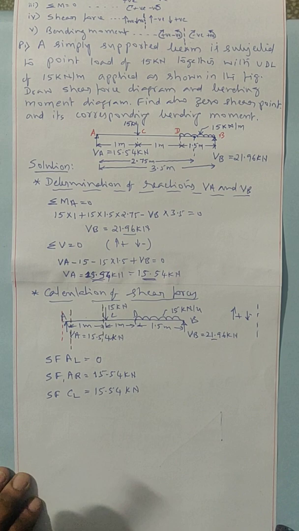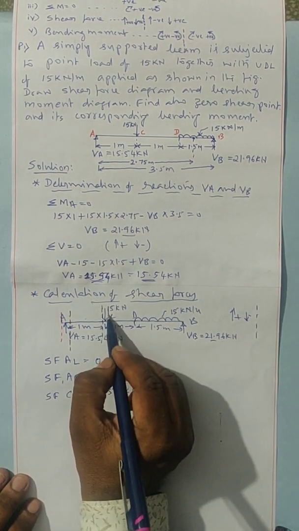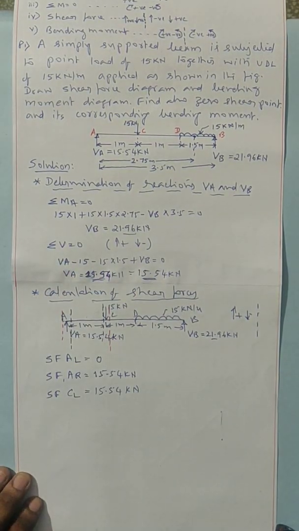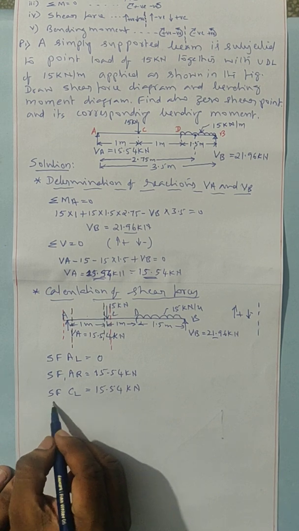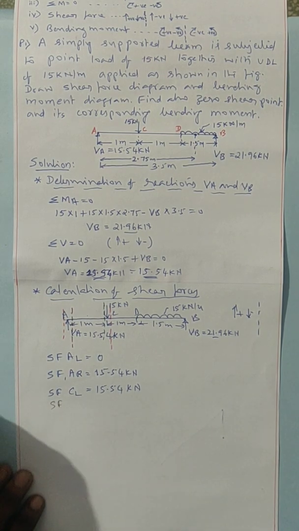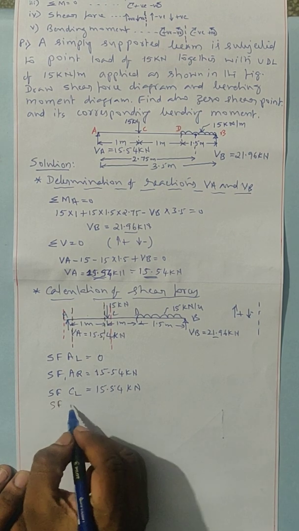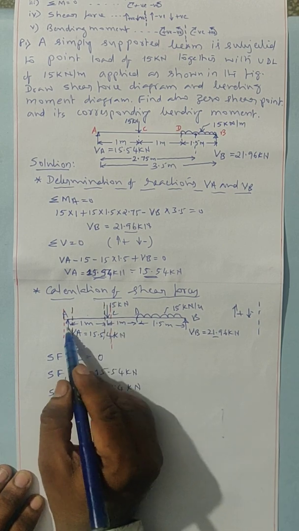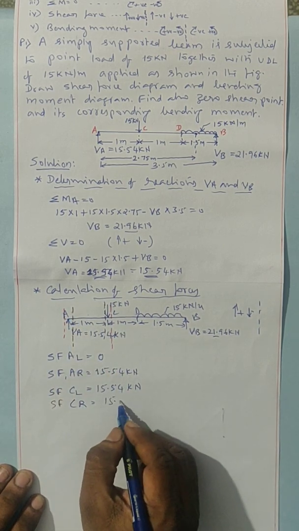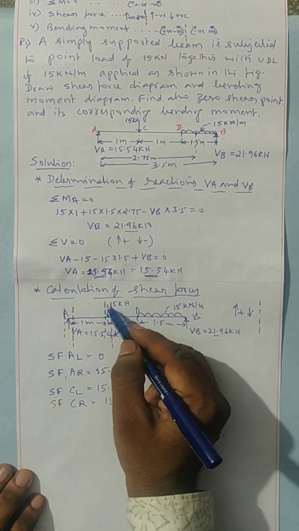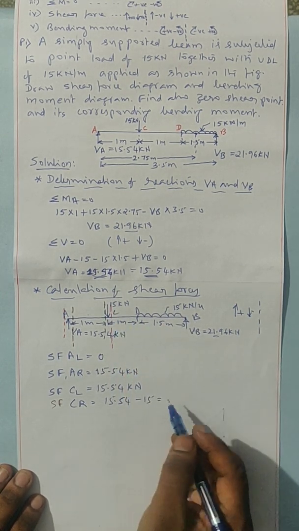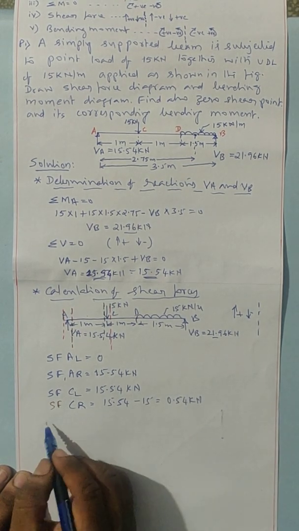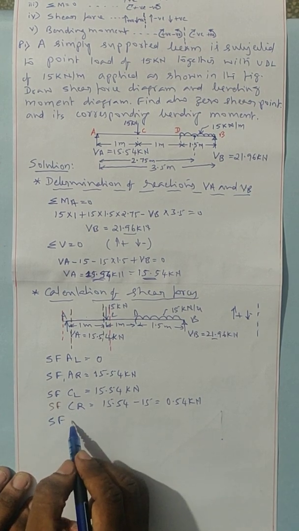Now I have to take the section at C right. Just right of C, I have to take all the forces left of that section. Here, how many forces are there? VA is there, 15.54 kilonewton. Then again 15 kilonewton, minus 15 is there. Any other force? No, only 0.54 kilonewton. So shear force at C right is 0.54 kilonewton.